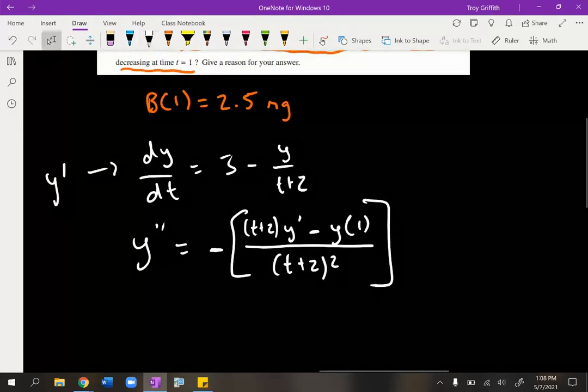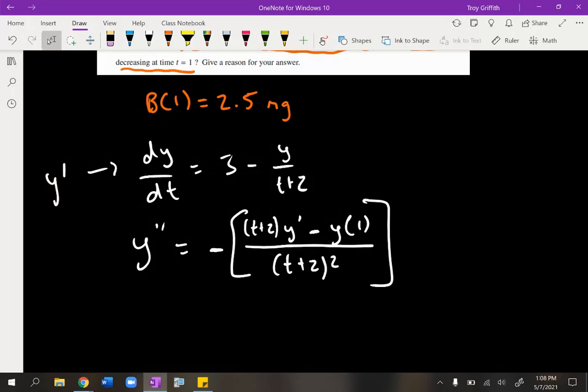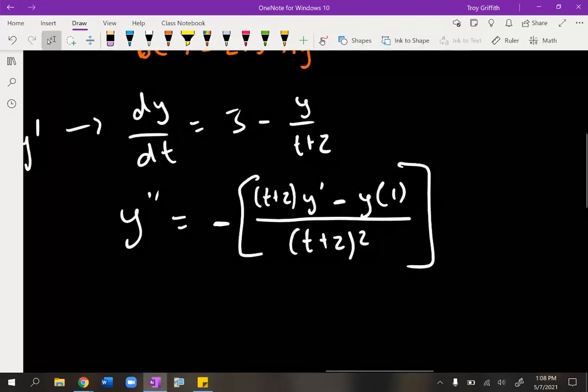In order to figure out whether this rate of change, or y prime, is increasing or decreasing, we're going to need to figure out whether y double prime is positive or negative. If y double prime is positive, then that rate is increasing. If y double prime is negative, then that rate is decreasing. So let's go ahead and start plugging some things in here.